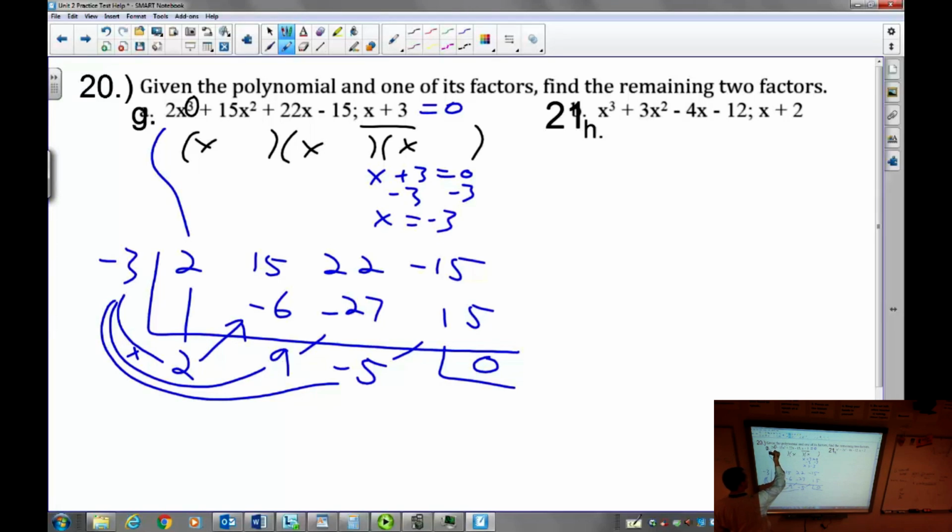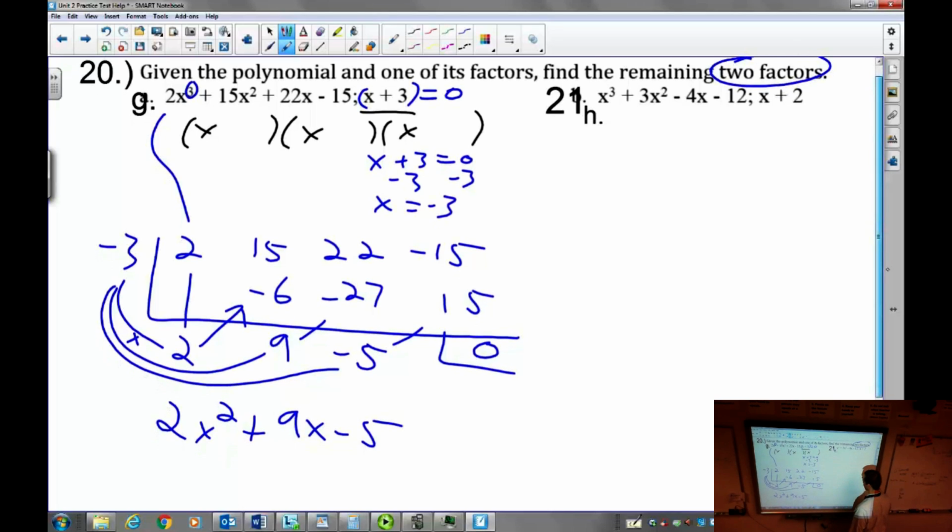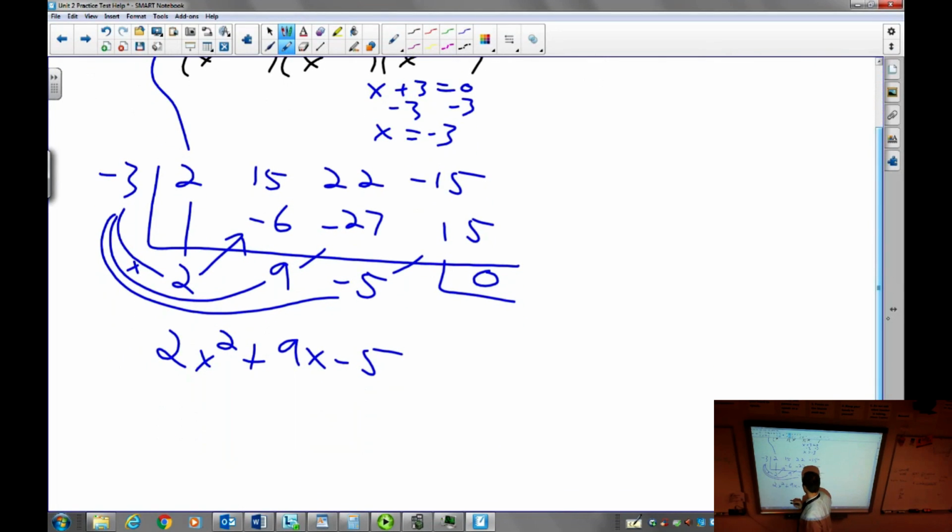So now we're going to write that down, starting with one power less. Our highest power is 3, so we're going to start with 2: 2x squared plus 9x minus 5. Cool. So one of the factors we know is x plus 3, but they want you to find the remaining two factors. Where do you think those two factors are going to come from? You guessed it. From this, what is that called? The trinomial? Quadratic function? Yeah, from this quadratic.